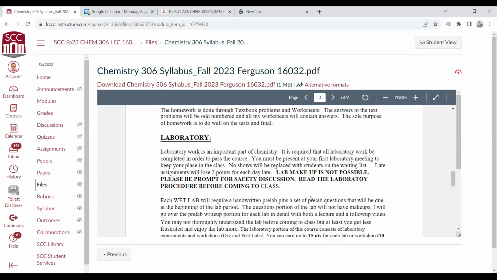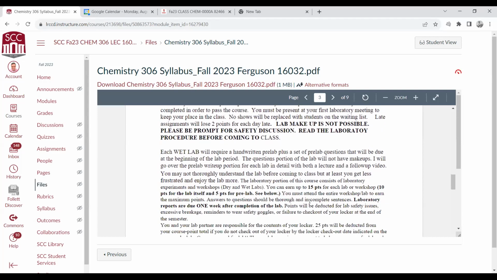Now, 305, depending on who you had, some of you had this and some of you didn't. But 306 is a more formal class than 305, and you're going to be under the guise of the general department's laboratory write-ups, which are a little more involved, but it's just the way it is.